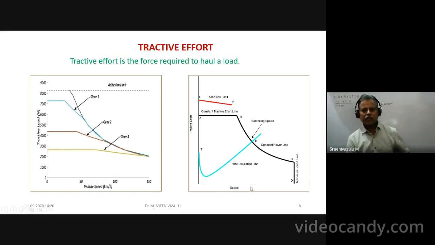Initially, the resistance is going to drop down. This is the zone wherein the tractive effort, or rather the load, is going to be more. The pulling effect required is more and more. Later on, that is going to be reduced, or the train resistance is going to go on increasing.